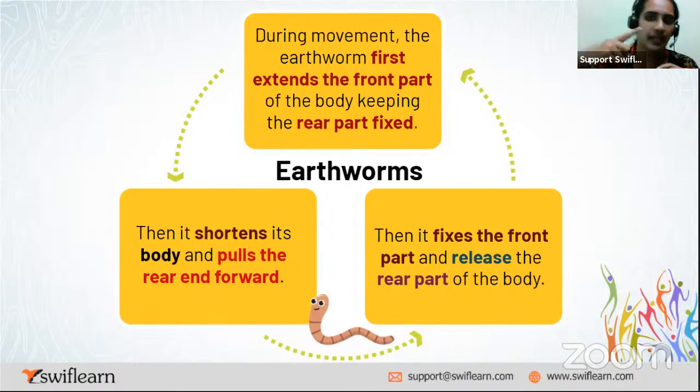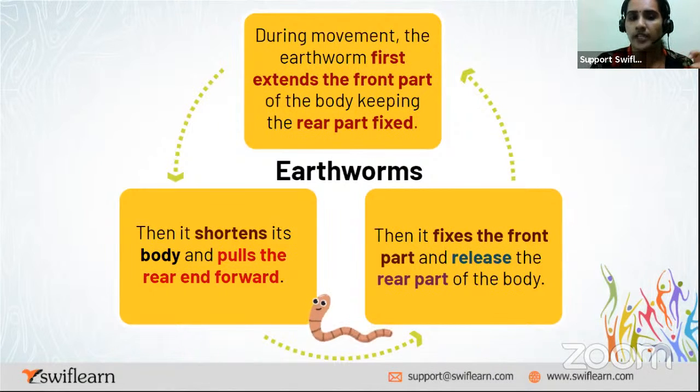It is not just moving straight. First the front part will be moving like this, after that the rear part will be coming. So during movement, the earthworm first extends the front part. At first, which part is extending? The front part of the body is extending, keeping the rear part fixed. Understood? First, the front part is extending and the rear part is fixed.